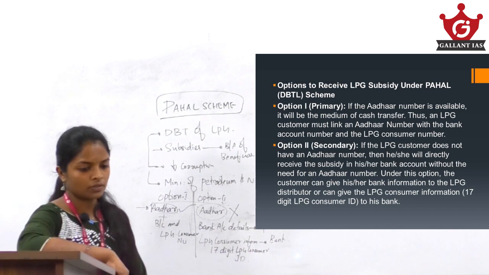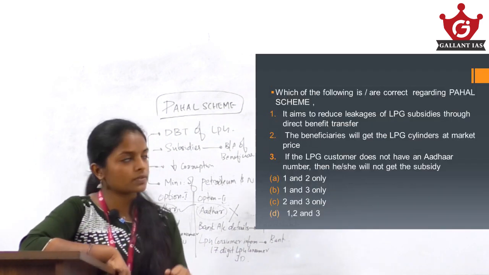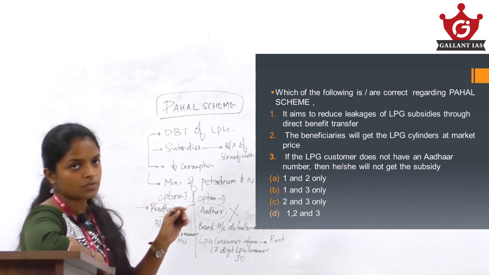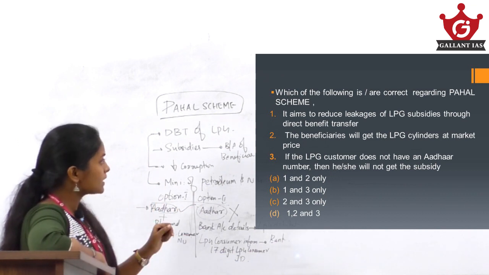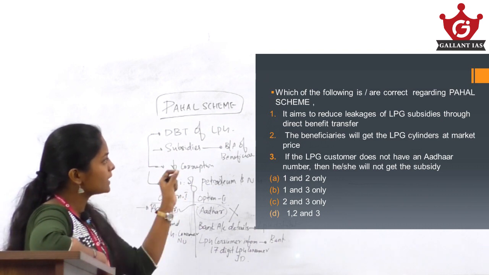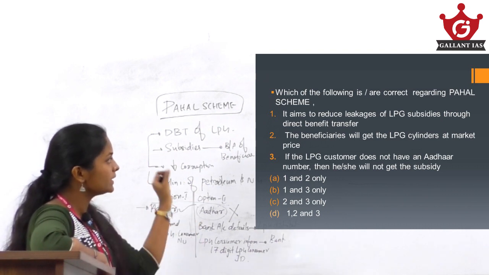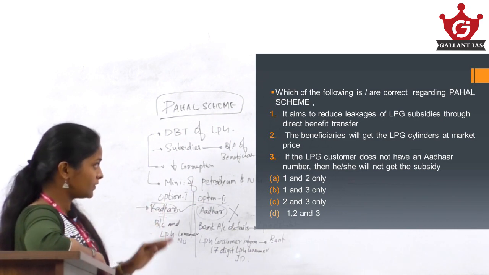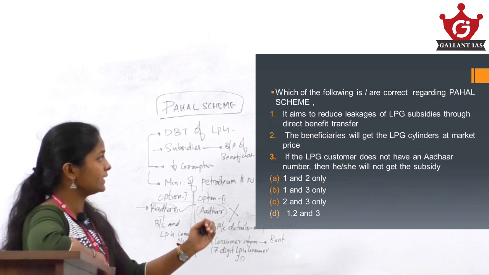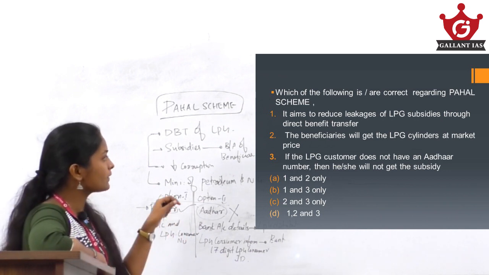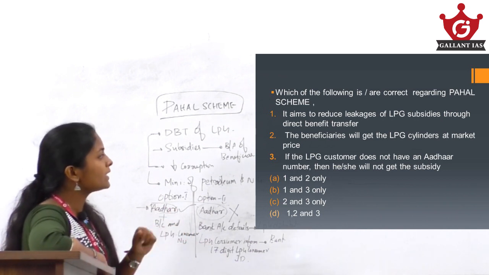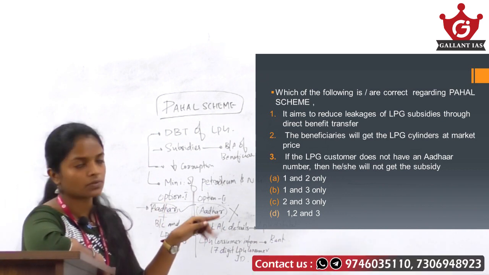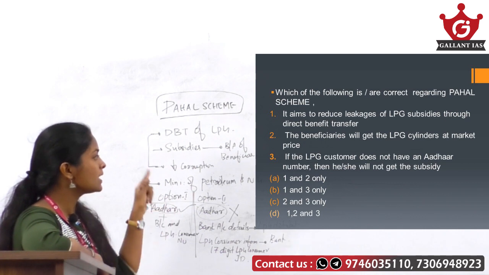Okay, so let's solve a model question. Which of the following is or are correct regarding the Pahal scheme? You should select the correct statements. The first statement: it aims to reduce leakages of LPG subsidies through direct benefit transfer. Second statement: the beneficiaries will get the LPG cylinders at market price. Third statement: if the LPG customer does not have an Aadhaar number, then he or she will not get the subsidy. So these are the three statements.